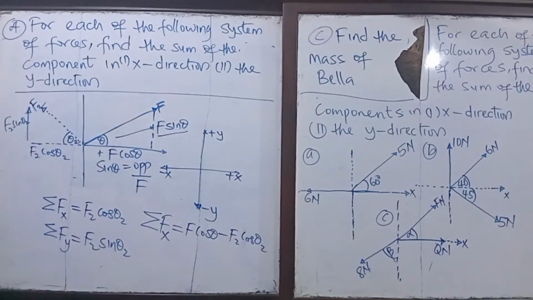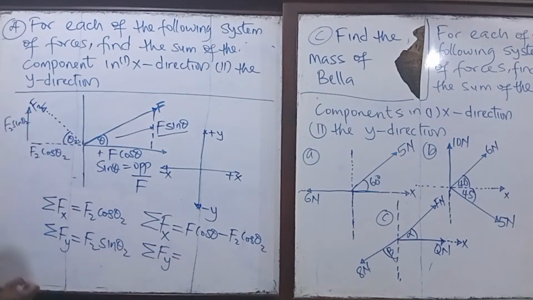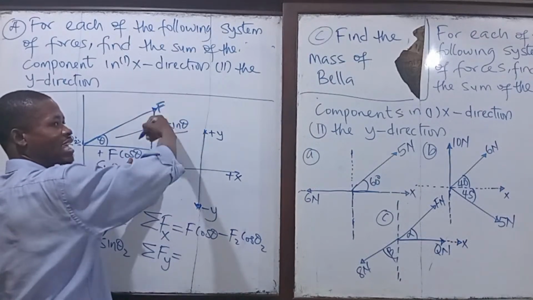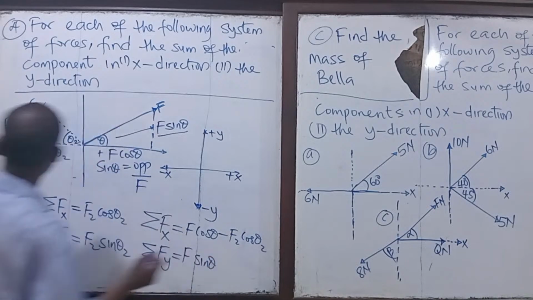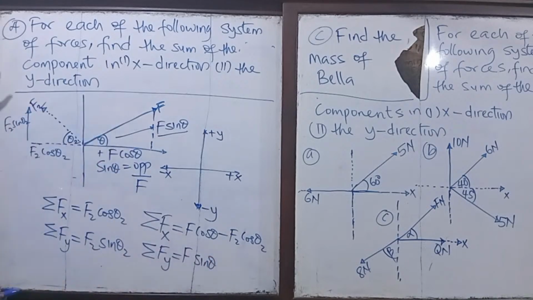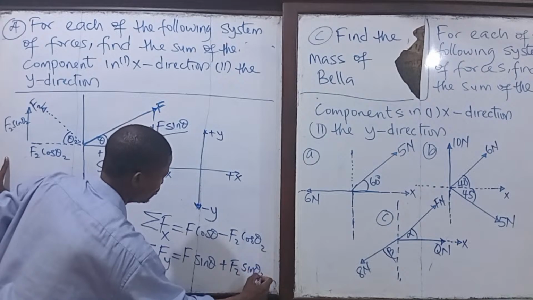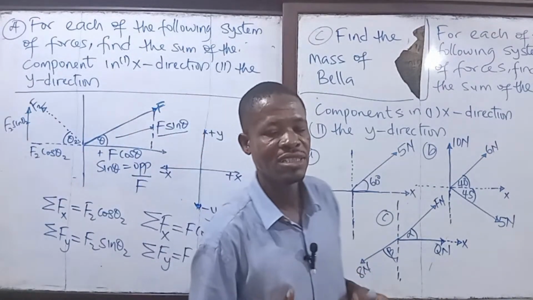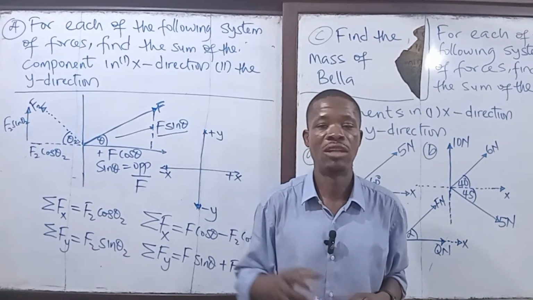Okay? Let's see, summation of the forces along the vertical. This is the plus y direction, so it's going to be F sine theta. This one is also upward, plus y direction. That will be plus F2 sine theta 2. That is just the tip of resolving your forces, or your vectors, along the horizontal or vertical.